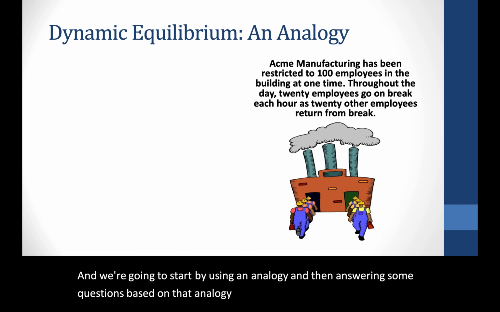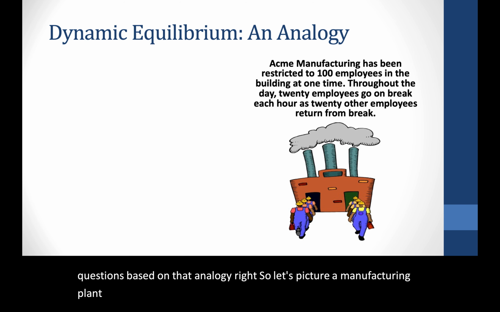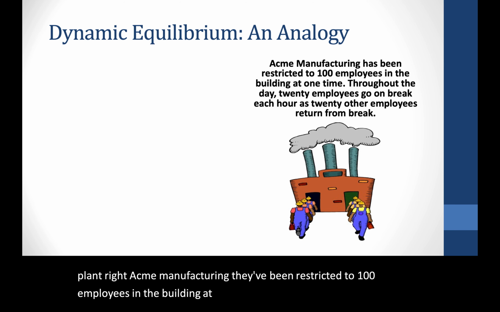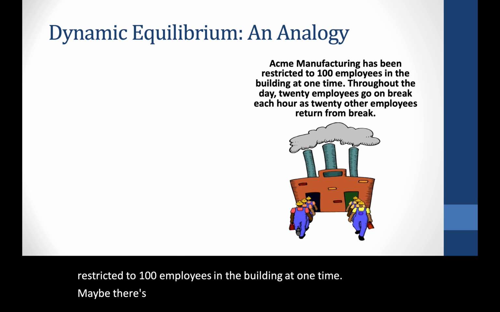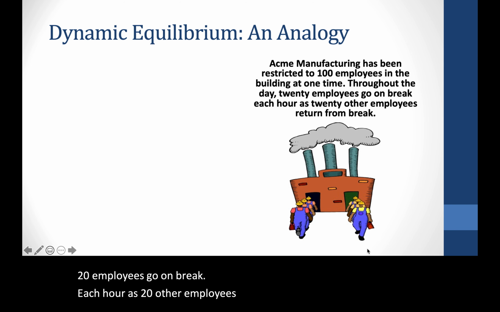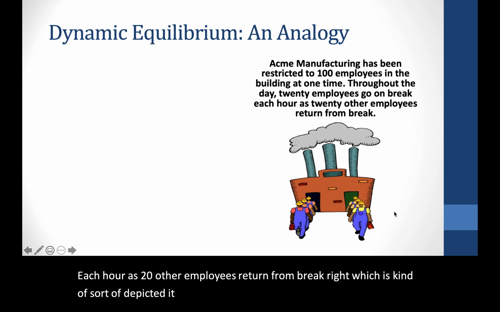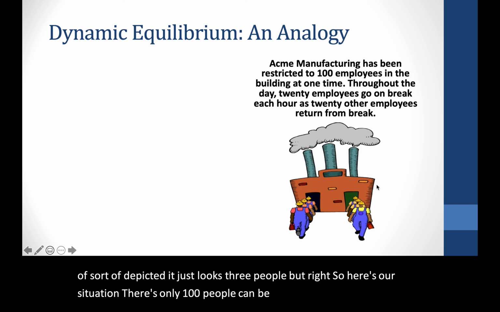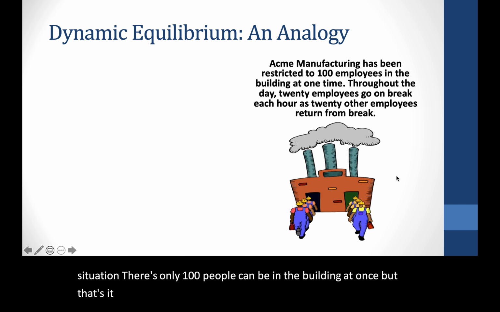So let's picture a manufacturing plant, right? Acme Manufacturing. They've been restricted to 100 employees in the building at one time. Maybe there's some sort of pandemic going on. So throughout the day, 20 employees go on break each hour as 20 other employees return from break, which is kind of sort of depicted. It just looks like 3 people, but right. So here's our situation. Only 100 people can be in the building at once, but that's it. So every hour, 20 of the people inside the building go on break, and then 20 people that were on break come in to start working.